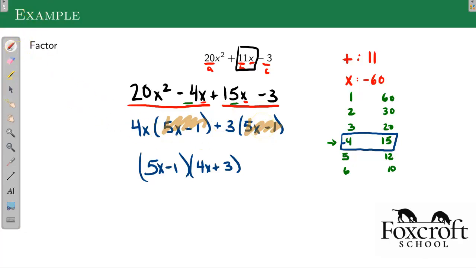And one way you can always check your final answer: if I FOIL this out, I should get back to where I started. 5x times 4x is 20x squared. Negative 4 and 15 is 11x. Negative 1 times 3 is negative 3. So if you're not confident in your factoring, FOIL the final answer and make sure you get it right. If not, try it again, figure out these numbers, figure out your factoring, and try it again.